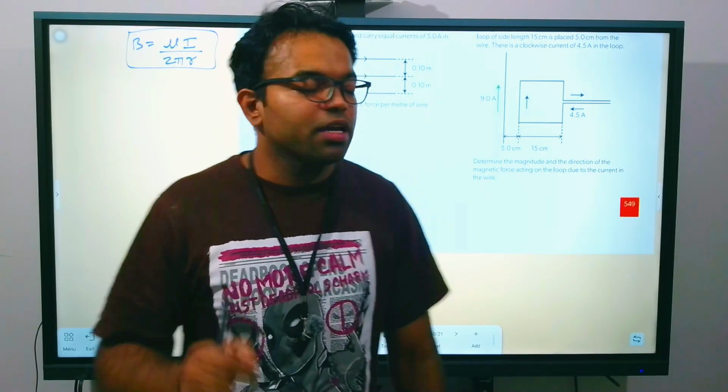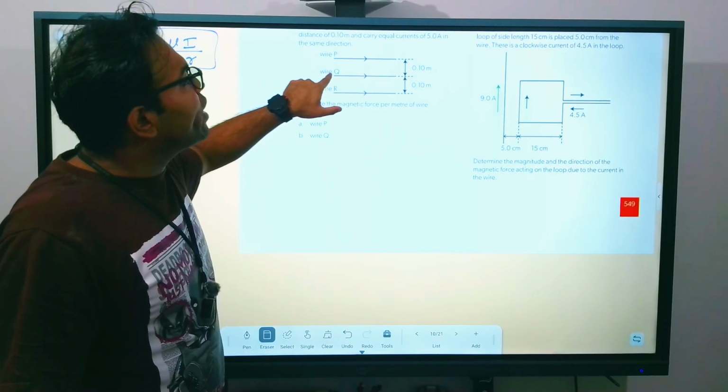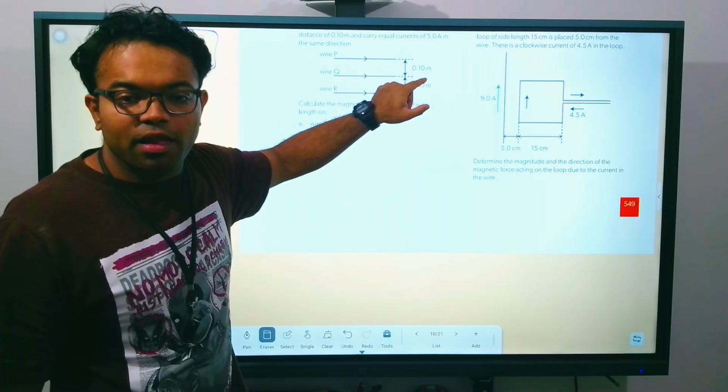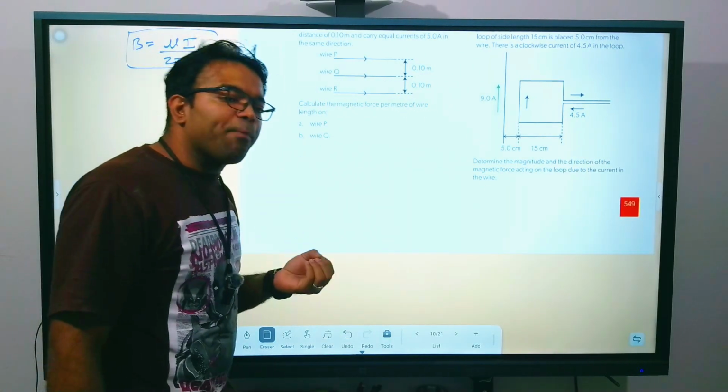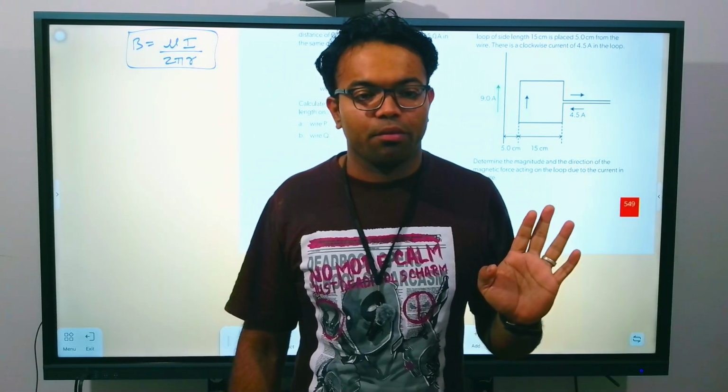Due to which what happens? Due to which the two magnetic fields cancel each other out. There is no net magnetic field on wire Q. Therefore, due to the absence of the magnetic field, our force will also reduce to zero.